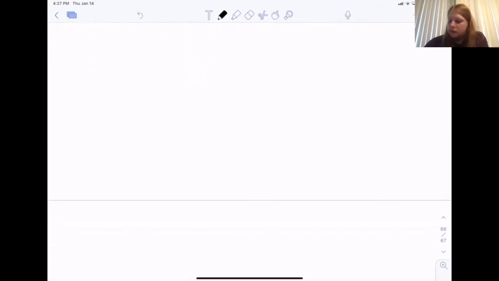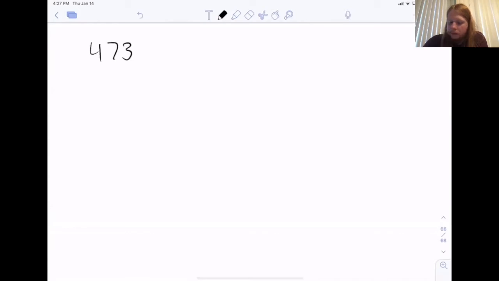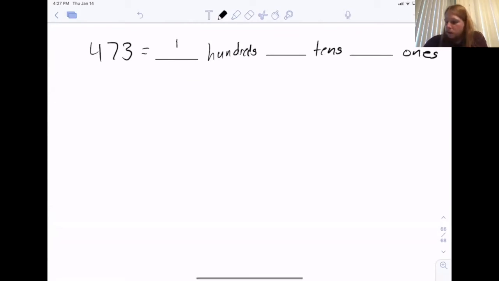And this one, I'm going to let you guys try after I show you how it works, okay? So we have 473, and that's going to equal blank hundreds, blank tens, and blank ones. So 4 hundreds, 7 tens, and 3 ones if we're going by what we've been doing. Now, this is the challenge part.